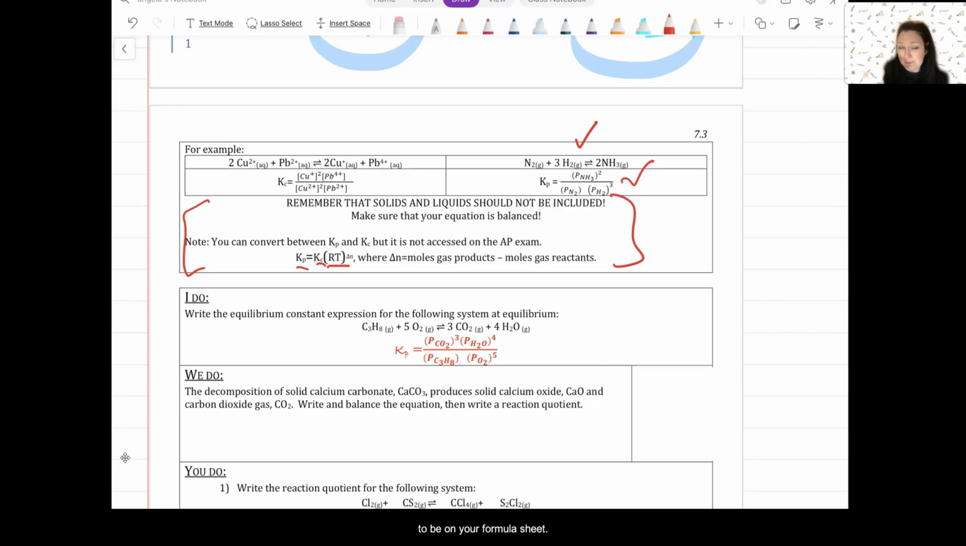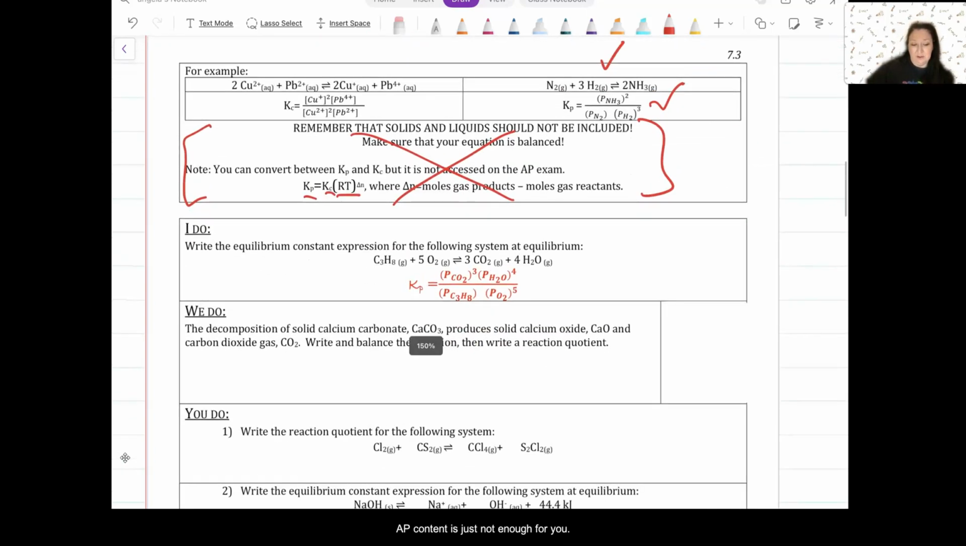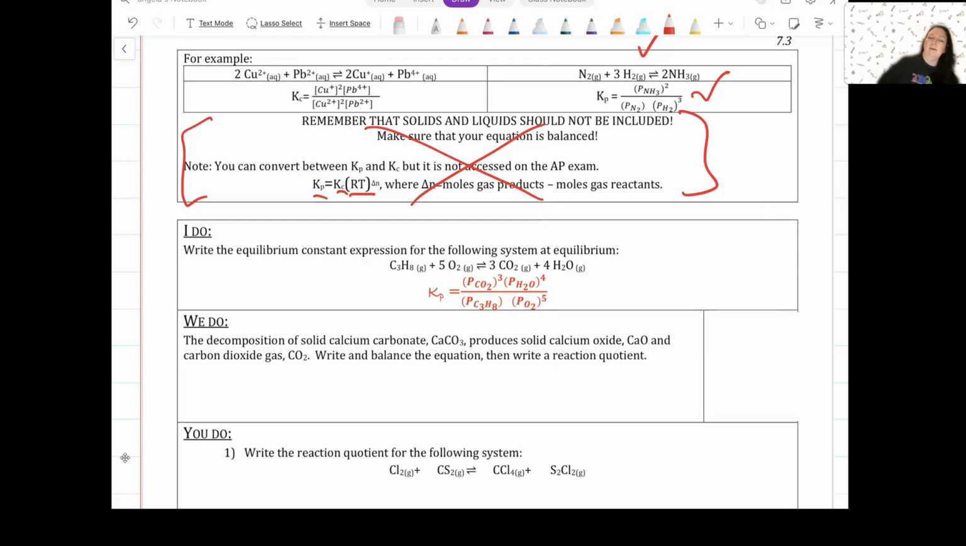It used to be on your formula sheet. It is no longer because you don't do it anymore. So this is not on the AP exam. So it's here if some of you are just dying to do more because the AP content's just not enough for you. But it is not tested on the AP exam anymore. So if you see older problems where they have you convert between KP and KC, those were just prior to this particular rule that came out, I don't know, 5, 6, 7 years ago. I don't even remember, but it's been a ways back since they took that out.